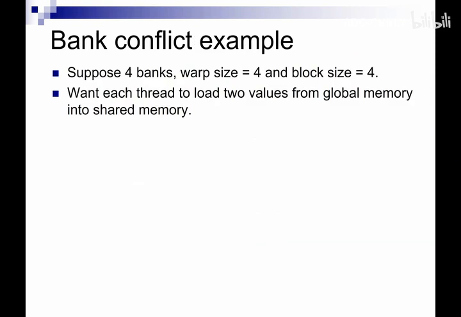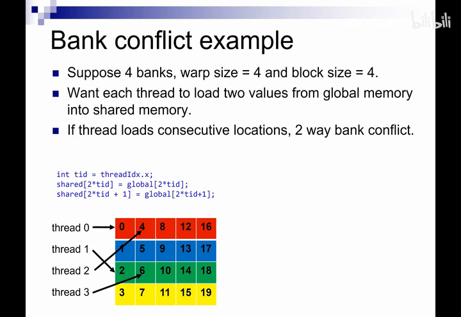Now let's look at an example of a bank conflict that can occur in practice, and also see how we can solve this problem. Suppose we have 4 banks. Each color is a bank over here, right? And suppose your warp only has 4 threads, and our block size is also 4 threads.